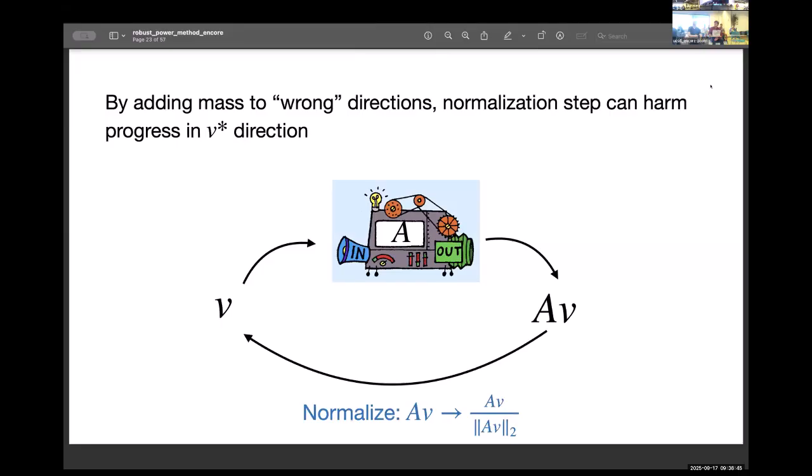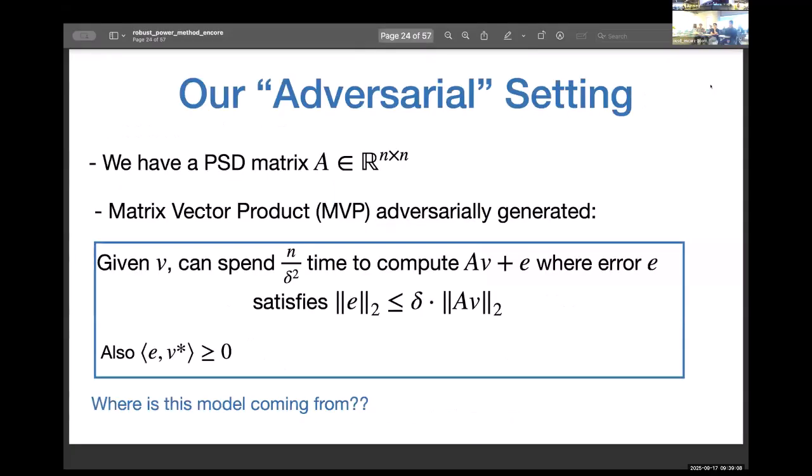And let me tell you how the adversary can intuitively mess you up when you're doing this power method loop. Essentially, by adding more mass in the irrelevant direction, they can hurt you, because you have to normalize. This vector v has to be a unit vector every time step. So if I add a lot of mass in the other direction and I normalize, that's intuitively taking away mass in the first direction. Okay, so that's kind of what's happening.